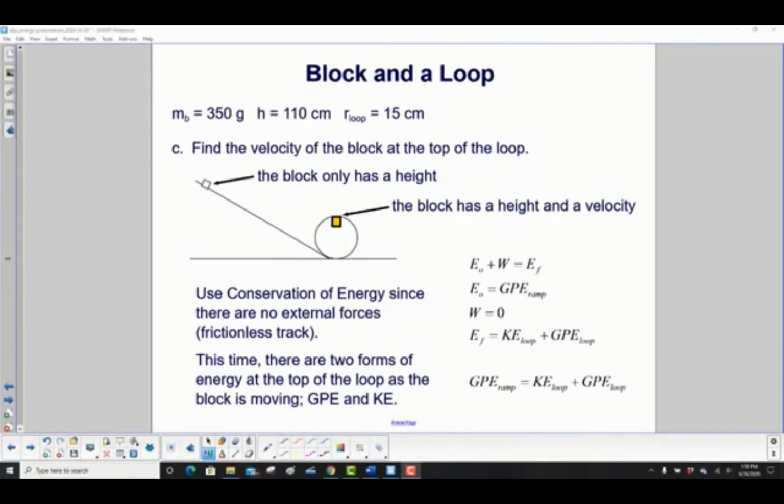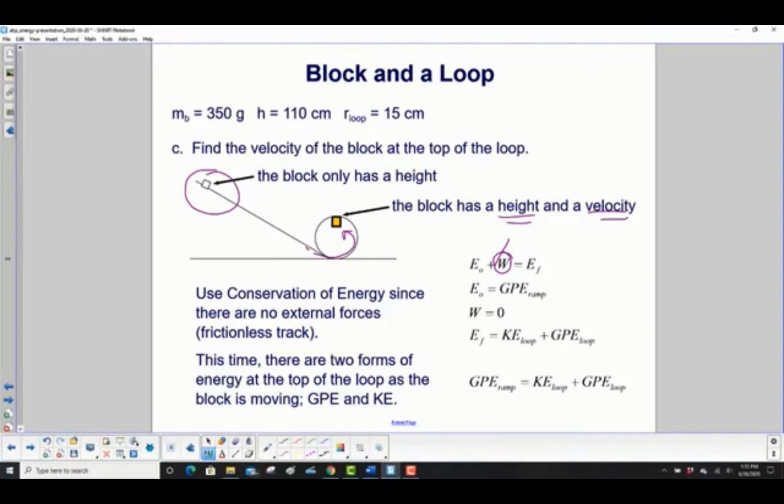Now we need the velocity at the top of the loop. So when we started, the block only has a height. It's not moving. When it comes here and goes up to the top, it has both a height and a velocity. It's still moving. So we're going to use conservation of energy again. There are no external forces, so the work will go out. That's equal to 0. And this time, there's two forms of energy at the top of the loop. We have GPE and KE.